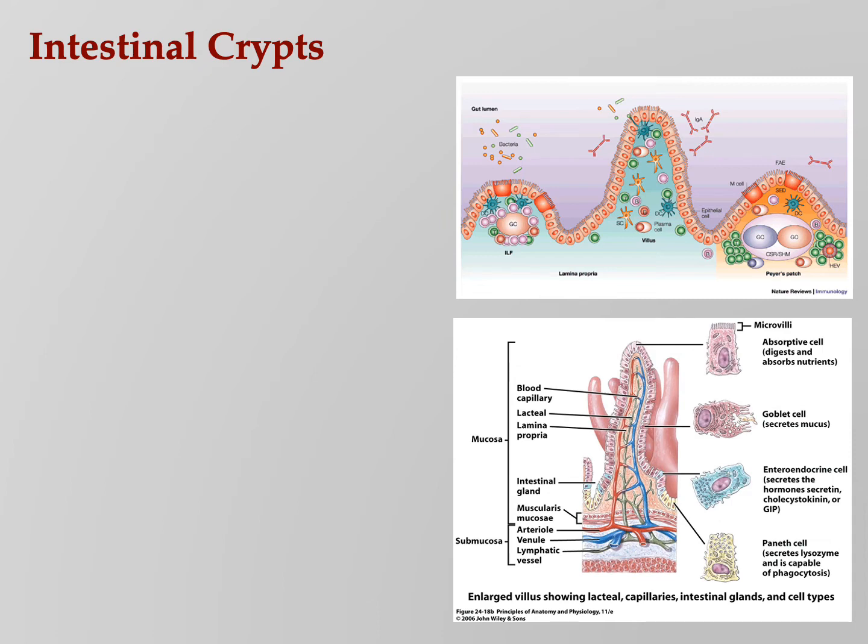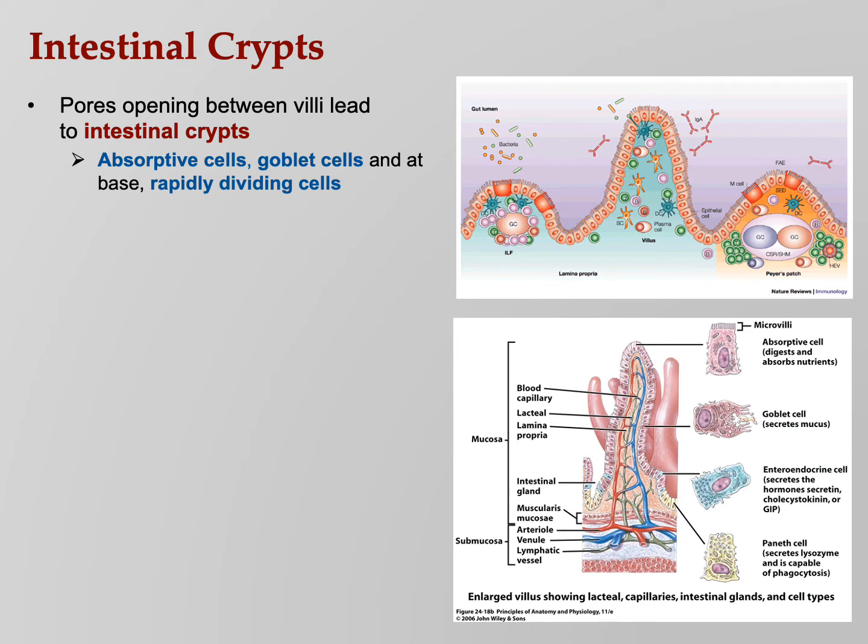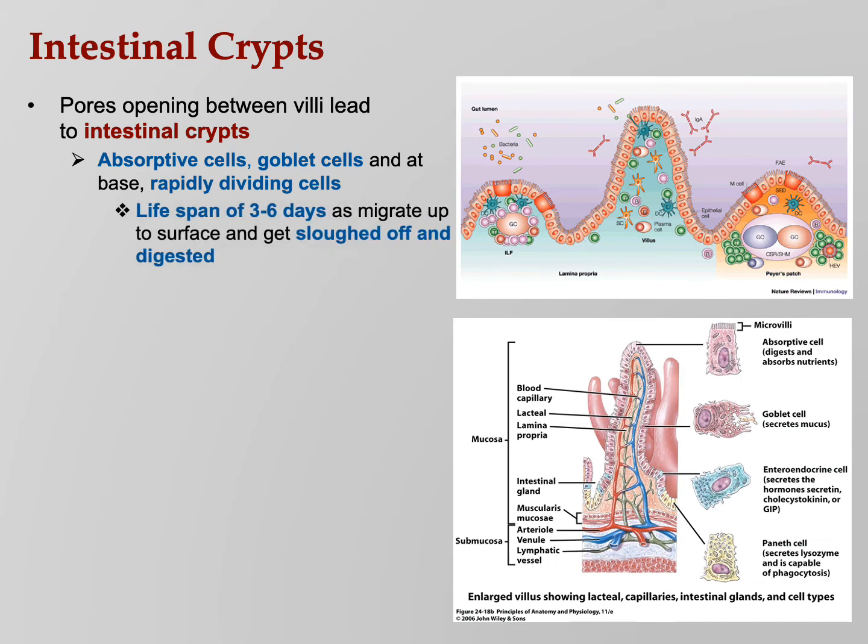Okay, intestinal crypts. So below the villi are these crypts, little openings that lead down into the glands, the intestinal glands. Absorptive cells, goblet cells at the base, rapidly dividing cells. Once again, that chyme is acidic. It's digesting your own intestine, so you have to keep recreating your own intestine. These cells last only 3 to 6 days, get sloughed off and digested, all right? And then you excrete them. Paneth cells secrete antibacterial stuff.